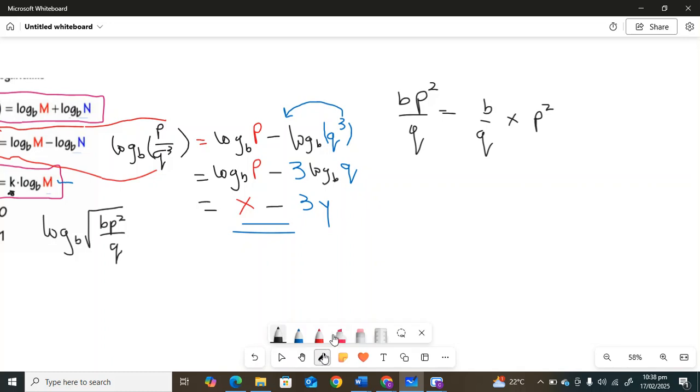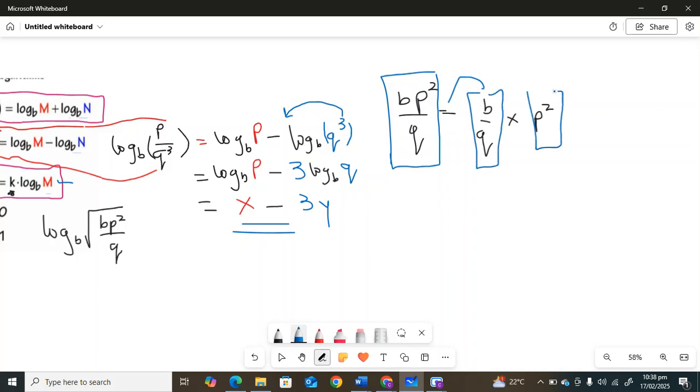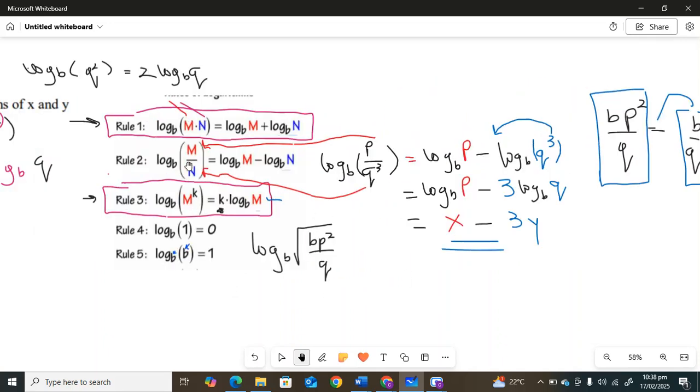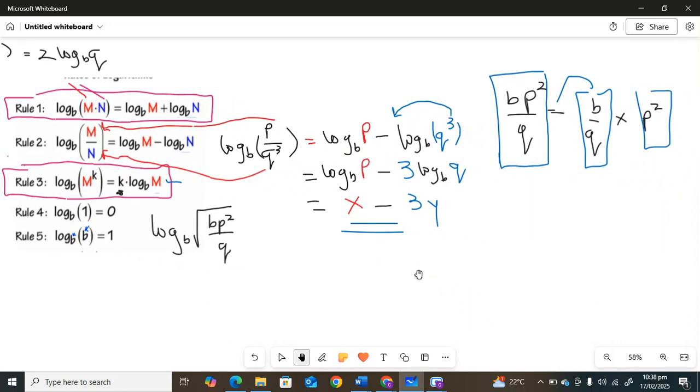This expression here, B P squared over Q, can be simplified to B over Q times P squared. The reason we're doing this is that within all these laws of logarithms, most terms are isolated. There are never three terms together like that. It's either two terms which are dividing or multiplying, or one term basically. So we're trying to split this to make it simple, so that we can break this logarithm down into smaller parts. So are we okay with this?